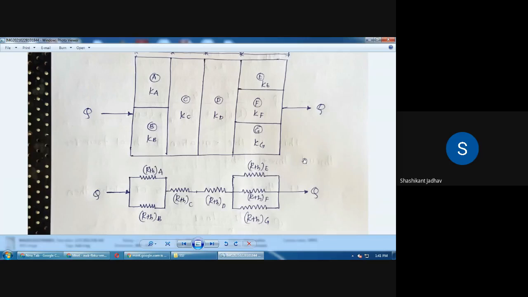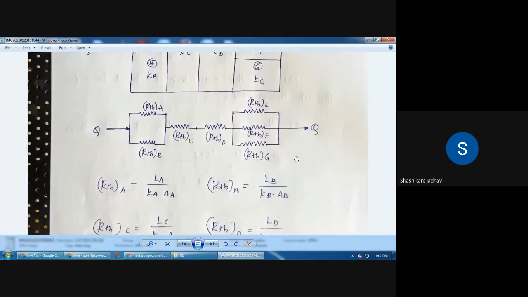Okay, up to this we have written. Reply to me in the chat box. Shall I proceed? Now we have to write down the thermal resistance value of each thermal resistance. That is, what is the value of thermal resistance A, B, C, D, E, F, and G. We know that the thermal resistance is calculated as L by K.